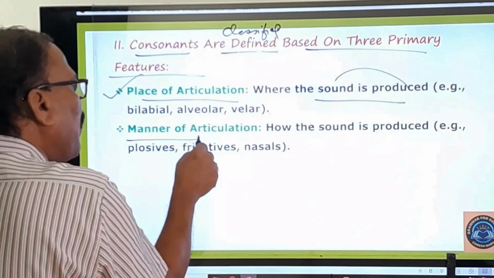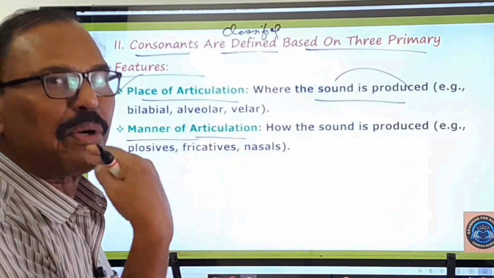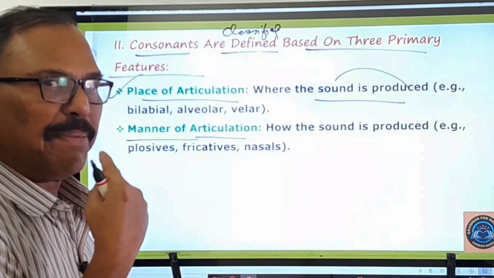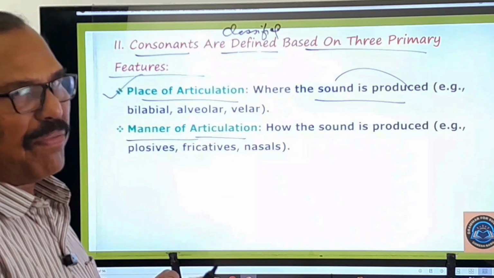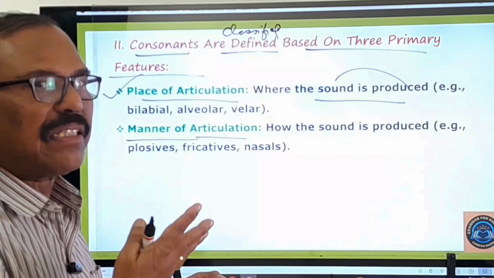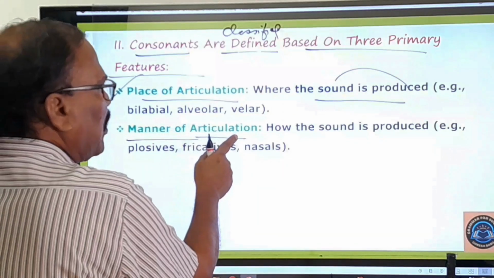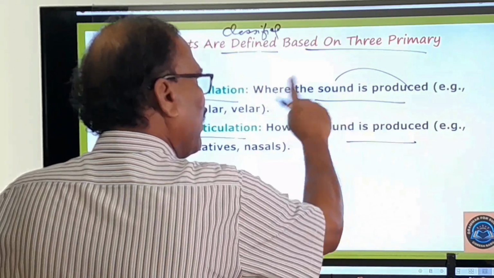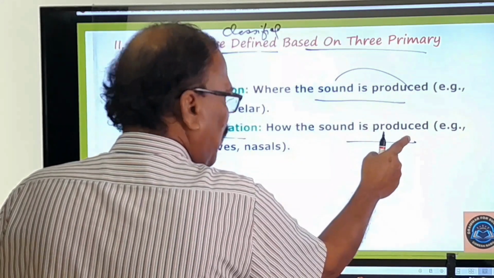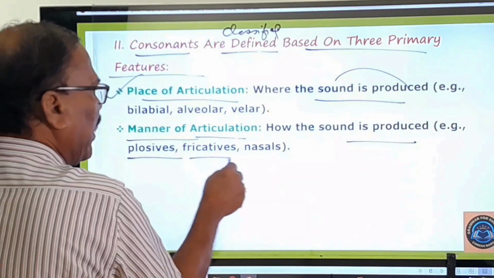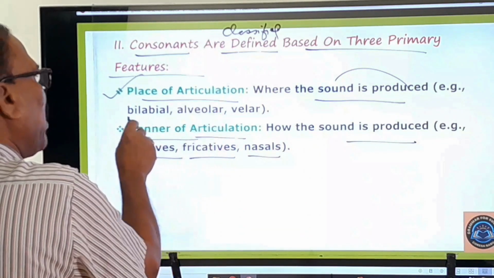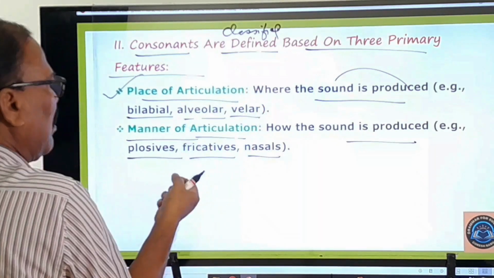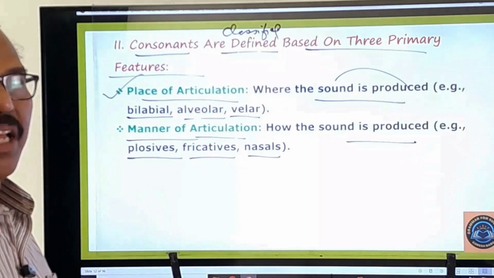And manner of articulation is how they are produced: with the help of the lips, without the help of the lips, with the help of the tongue, with the help of the teeth. So place of articulation is where the sound is produced, and manner of articulation is how the sound is produced, for example plosives, fricatives, nasals and so on. Place of articulation means bilabial, alveolar, velar and so on. We are going to learn about that.